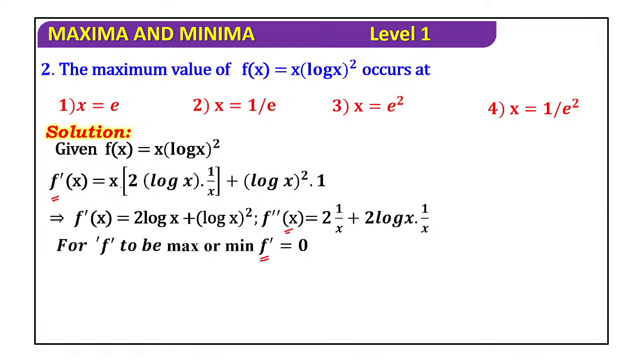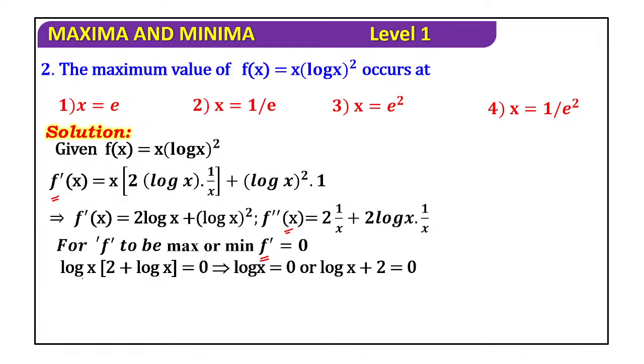That means, just see, log x is common. Log x of 2 plus log x equal to 0. So just take log x equal to 0 or log x plus 2 equal to 0. Clear? So now if log x equal to 0, it gives you x equal to e to the power of 0, and e to the power of 0 is 1.